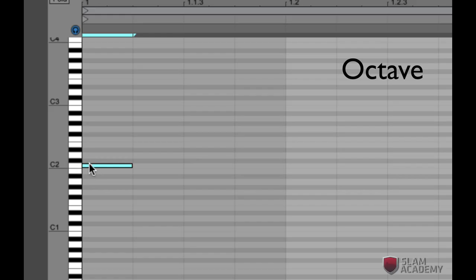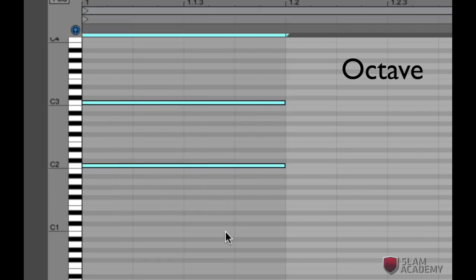Okay? So if this is 1, this is 2. I'm only counting white notes, remember. This is 3. This is 4. This is 5, 6, 7, and 8. That is an octave. Okay? So why do we care about octaves?